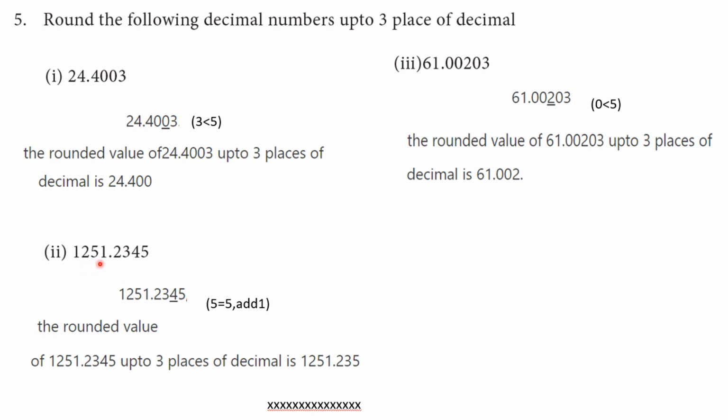Next one, 1251.2345. So here the 1000th place is 4. You underline it. The digit next to the underlined digit on the right side is 5. 5 is equal to 5, so you add 1 to the underlined digit. 4 plus 1, 5. Therefore the answer to 3 places of decimal is 1251.235. Next, 61.00203. Here the 1000th place is 2. Underline it. The digit next to the underlined digit is 0. 0 is less than 5. So the underlined digit remains the same. Therefore, the answer is 61.002.